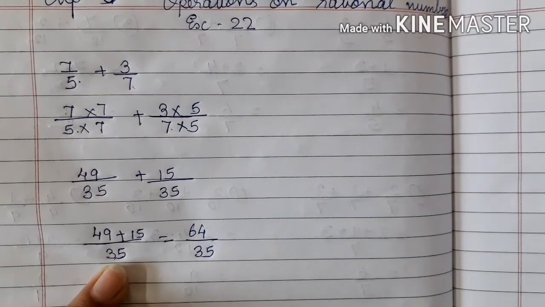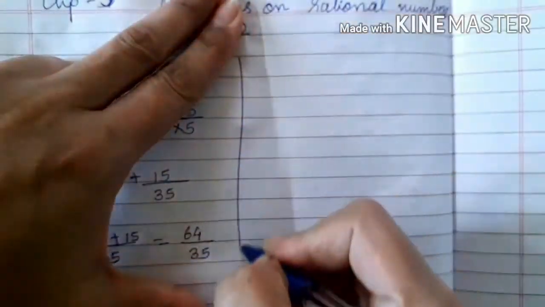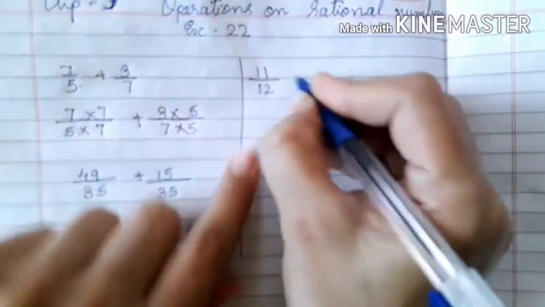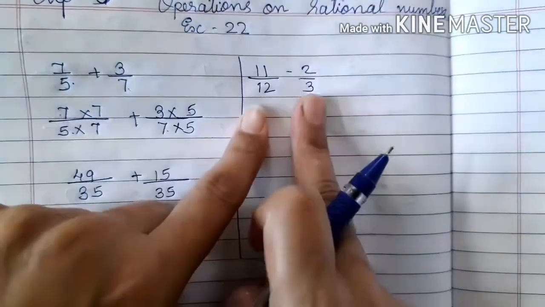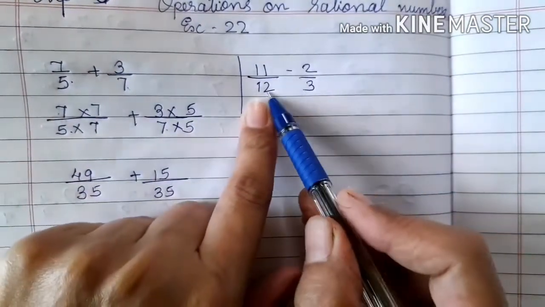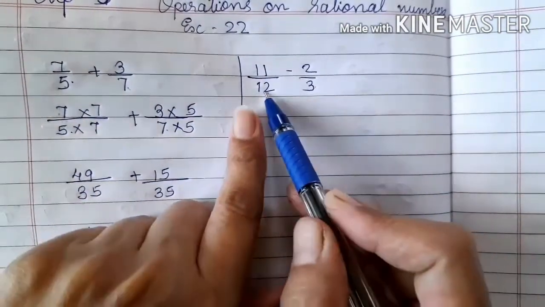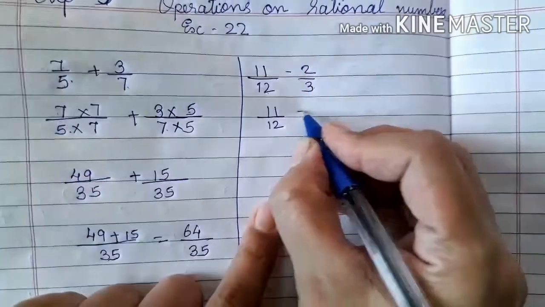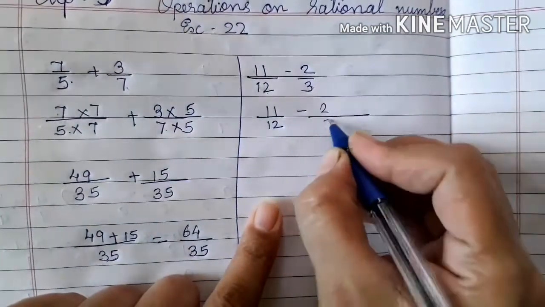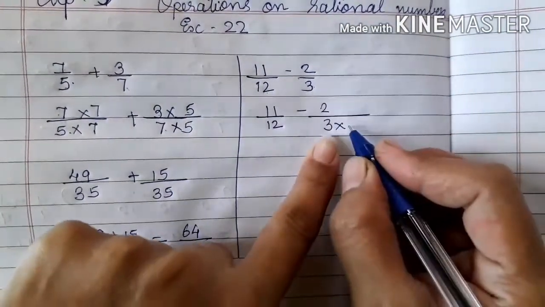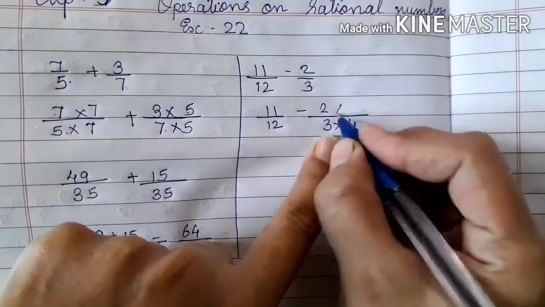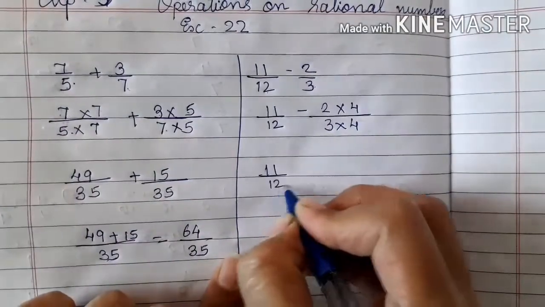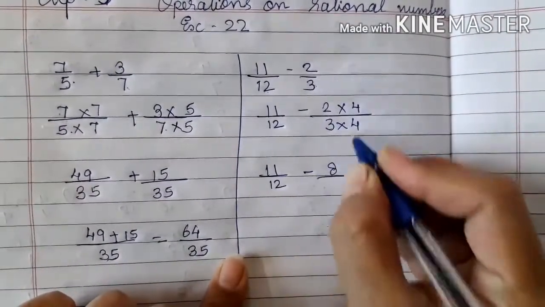I hope you all have understood this. This was addition. Now I'll take one more sum for subtraction so that subtraction is also clear. Now over here you will see that 3 won't come in 12's table, but in 3's table 12 will obviously come. So we keep this fraction as it is, but we have to make changes over here. What number do we multiply 3 with in order to get 12? 3 fours are 12. Similarly we multiply the numerator by the same number. So 11 upon 12 minus 4 twos are 8, over 3 fours are 12.